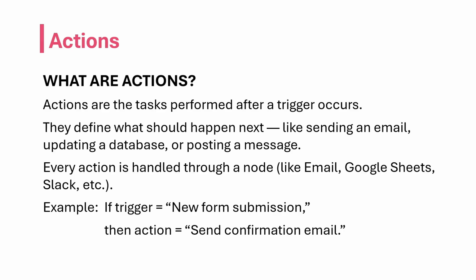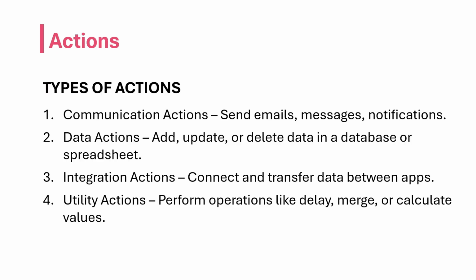Now we will understand what are the types of actions. So basically there are mainly four types of actions. First is communication actions, second data actions, third integration actions, and fourth utility actions. Let's understand them. First of all, what is a communication action? This includes sending emails, messages, or notifications. For example, you can automatically send a thank you email whenever someone fills a form. Second, data actions. This involves working with data, like adding, updating, or deleting records in a database or Google Sheet. Third is integration actions. This connects different apps or platforms and transfers data between them, like sending leads from Google Forms to Airtable. Fourth is utility actions.